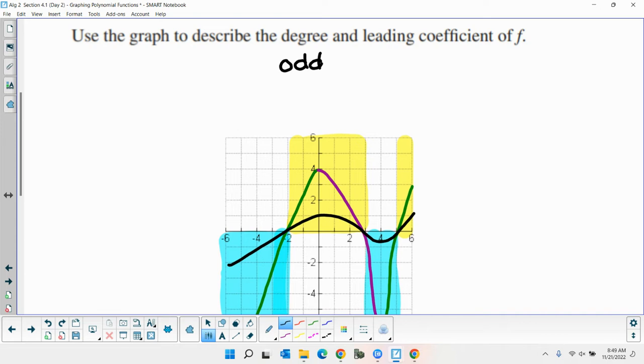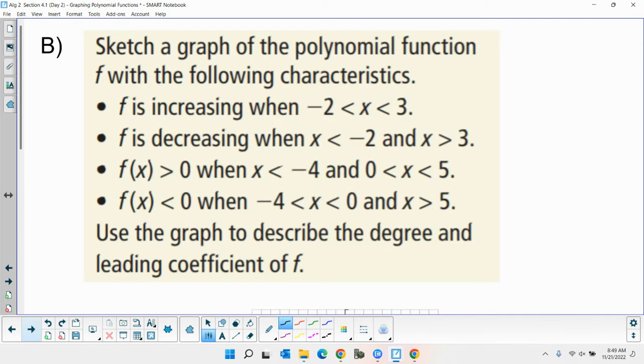Leading coefficient. Far right's doing what? Positive. So, going up, I guess. So the leading coefficient's positive. Right? So you got to do that part too. Sorry. I missed that. Getting in a hurry. Okay, let's see how you do.